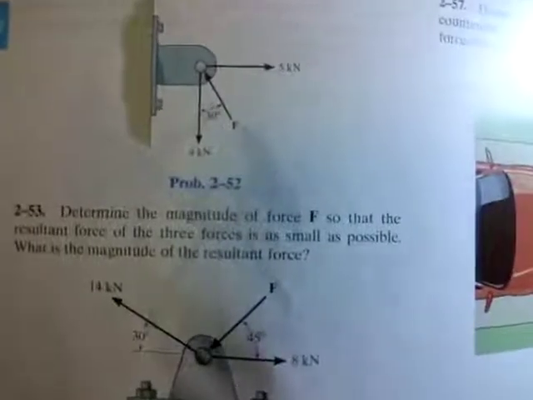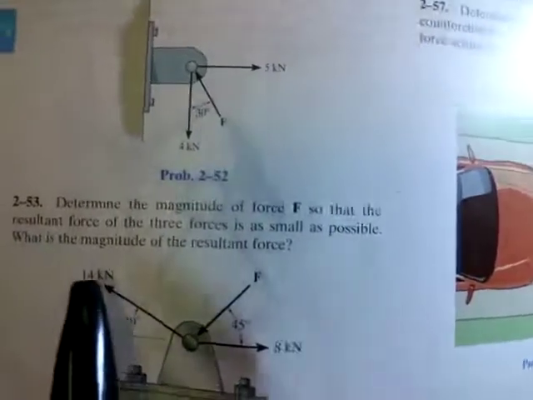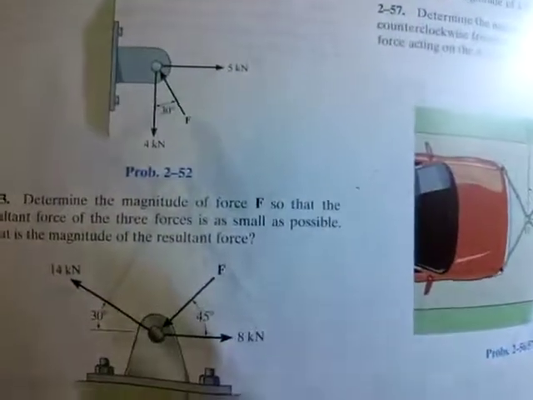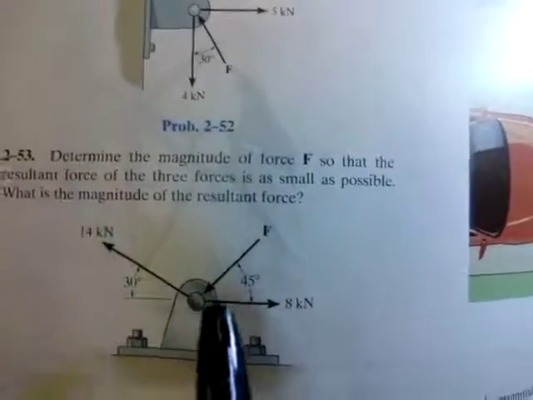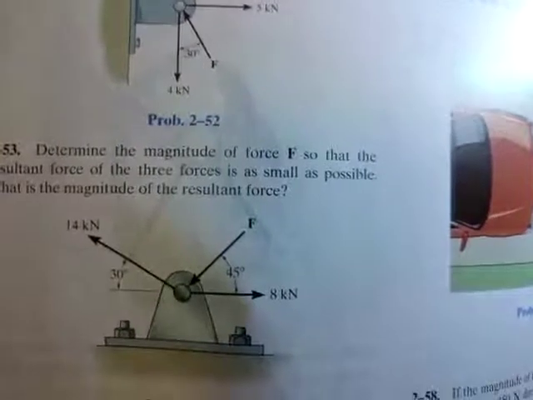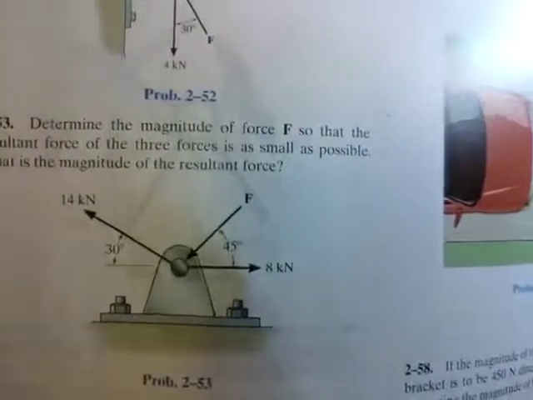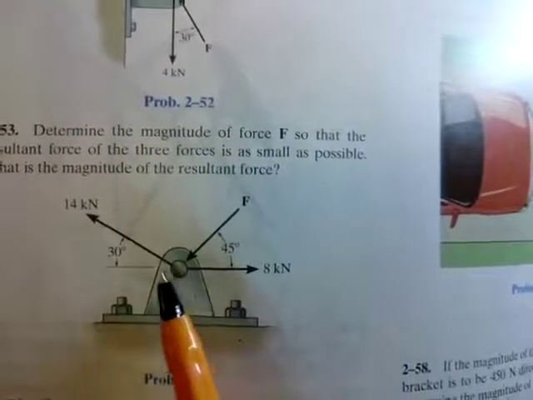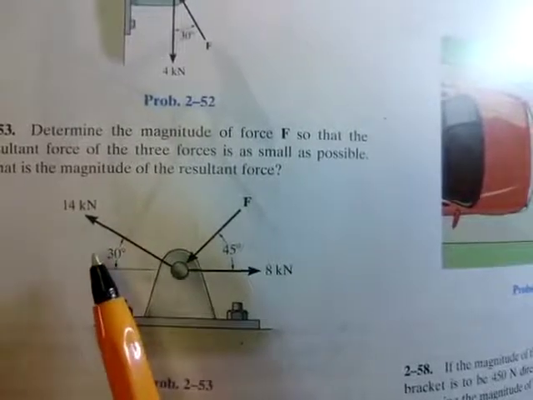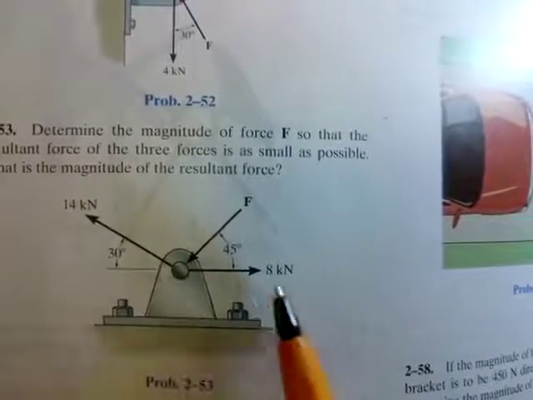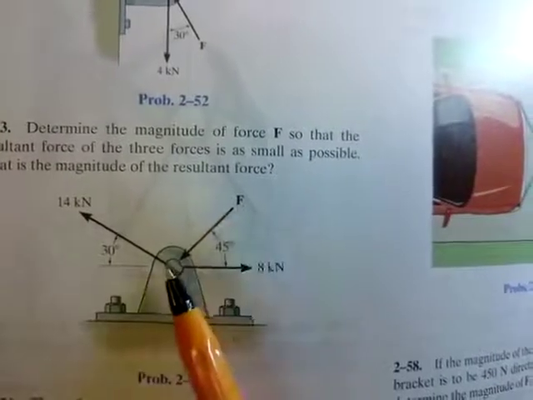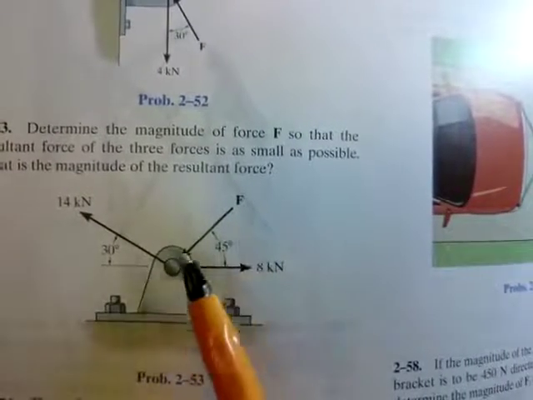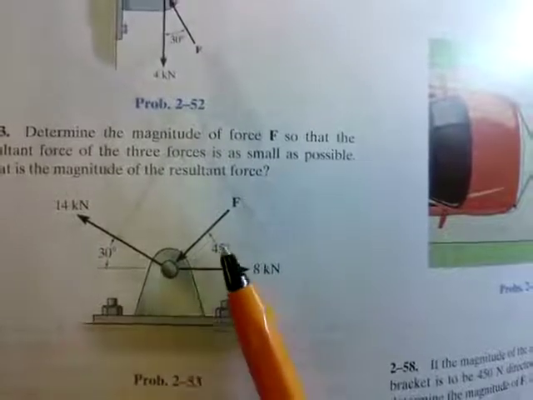So it's 253. It says determine the magnitude of force F. So let's just have a look. We have a bracket here. We have this bracket and we have a force of 14 kilonewton in that direction, 8 kilonewton along the horizontal axis, and we've got this F that's coming in from that angle at 45 degrees.